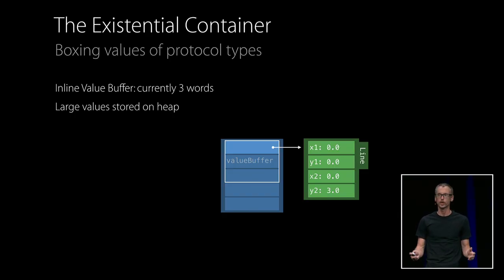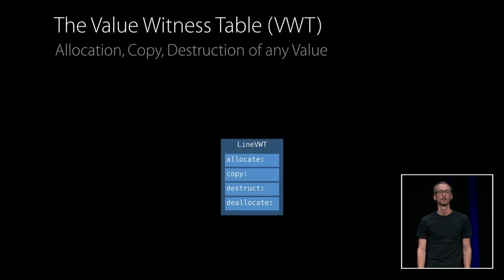Now, you saw that there was a difference between line and point. So somehow, the existential container needs to manage this difference. So how does it do that? The answer to this, again, is a table-based mechanism. In this case, we call it the value witness table. The value witness table manages the lifetime of our value. And there's one of those tables per type in your program.